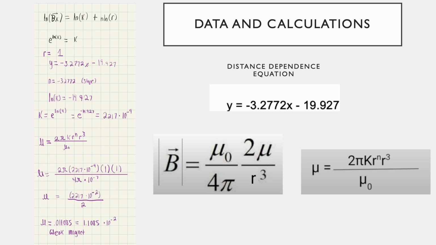By putting that to the e, we can solve for k, which in our case is equal to 2.217 times 10 to the negative 9. From there, we can plug that into the Biot-Savart law to solve for mu, and we got mu to be 0.011085.